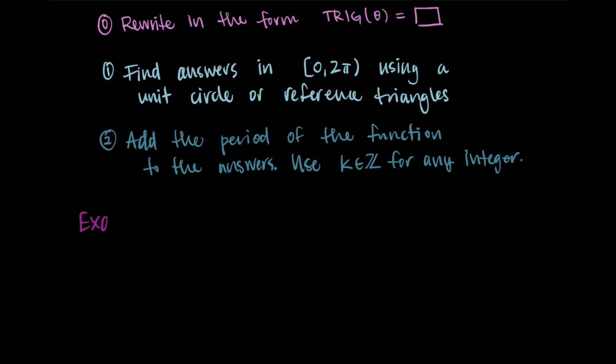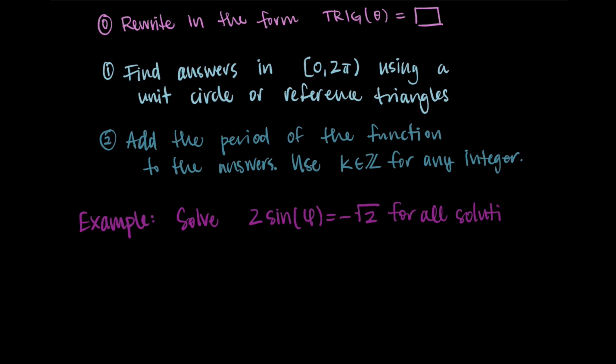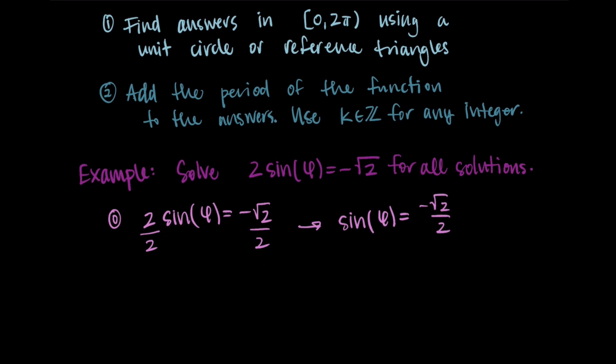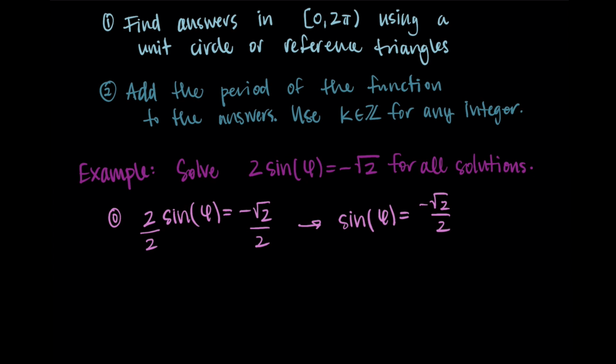Okay, so for our first example, let's solve the equation 2 sine of phi equals negative square root of 2 for all solutions. So we have here 2 times our trig function, and we're going to want to just isolate that sine function. So for our first step, we're starting with 2 sine of phi equals negative square root of 2, and we're going to divide both sides by 2. This leaves us with sine of phi equals negative square root of 2 over 2. This is all step 0 is, it's just to simplify the equation before we start manipulating it.